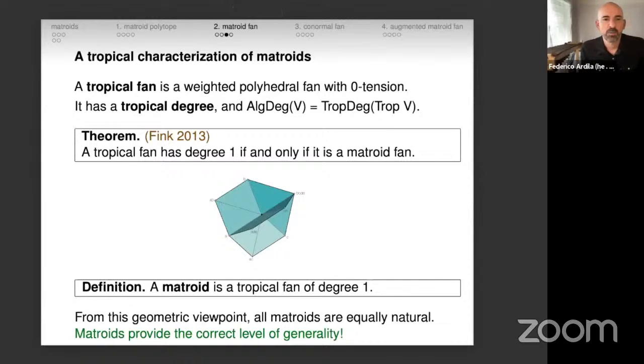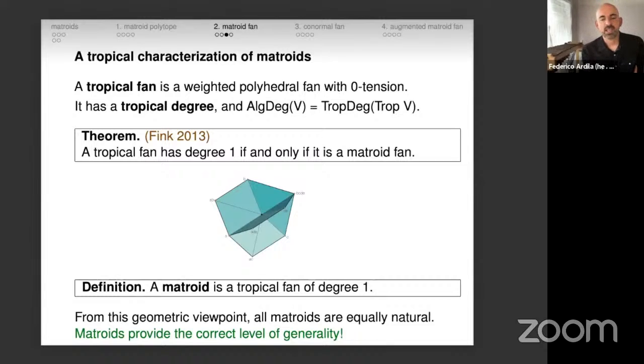And Alex Fink proved this very beautiful result in his thesis, that a tropical fan has degree 1 if and only if it is a matroid fan. In some sense, this is not a complete surprise, because if you start with a linear space, it has degree 1. So when you tropicalize it, it should still have degree 1. But that statement is only true for tropicalizations. It's not true for abstract tropical fans. And what Alex Fink found is that any matroid fan, even the ones that are not realizable, also has degree 1. But what I think is even more remarkable is that the converse is true. In other words, if you look at all the tropical fans that have degree 1, they turn out to be precisely the matroid fans.